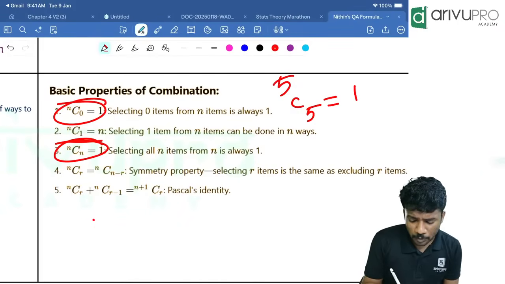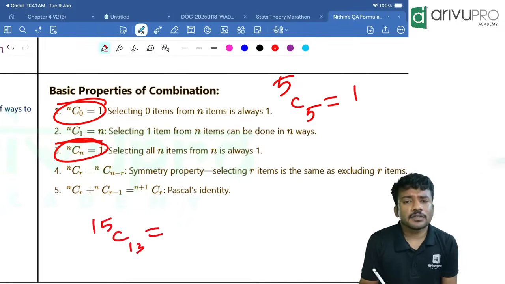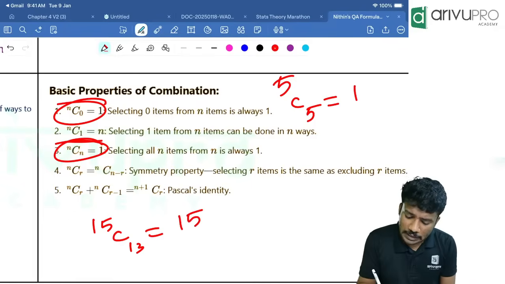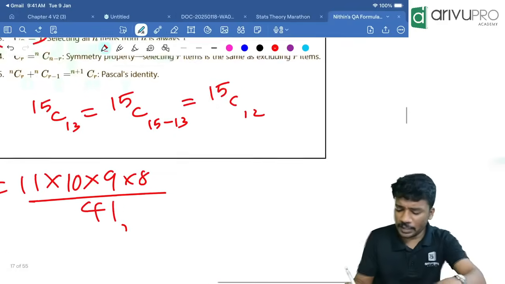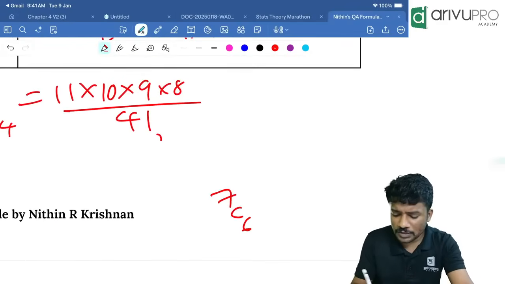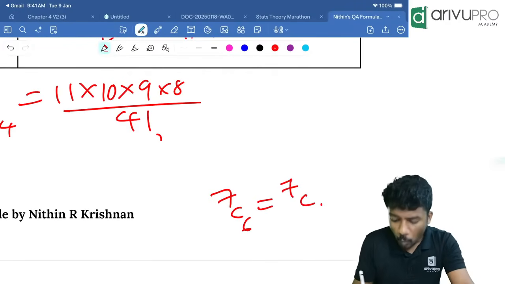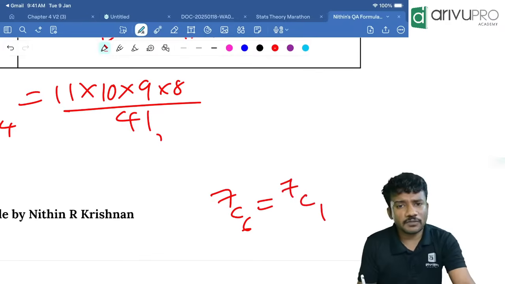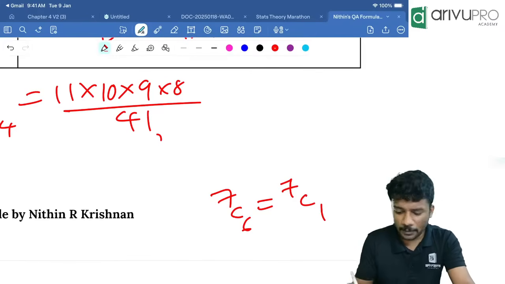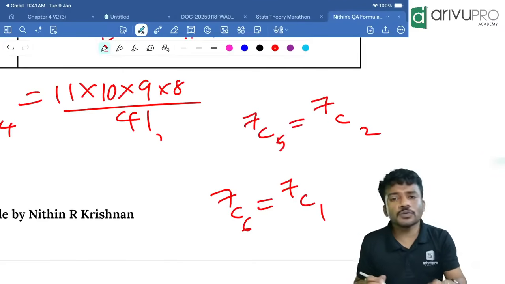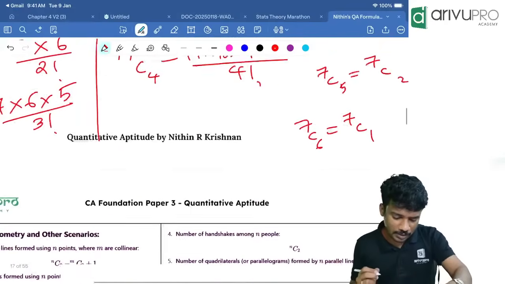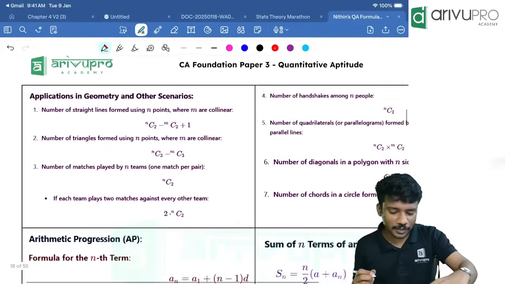Now, one more important property. 15C13 is how much? That is nothing but 15C(15 minus 13), which is 15C2. So people, whenever you get a question like this, 7C6 can be written as 7C1. How can you write 7C1? 7C(7 minus 6) is how much? 1. So 7C5 can be written as 7C2. Okay, remember this. Next one, Pascal's identity, we have already discussed.